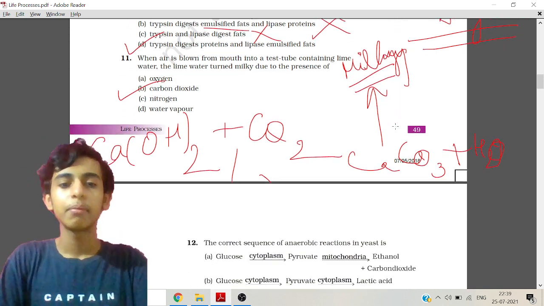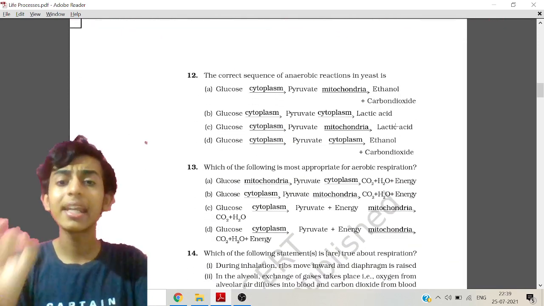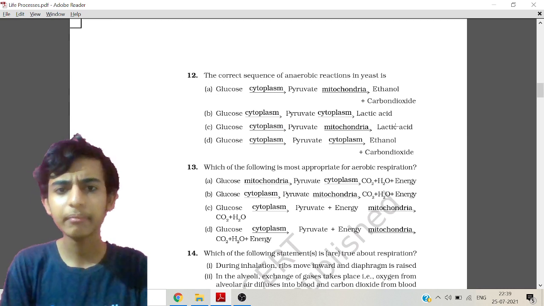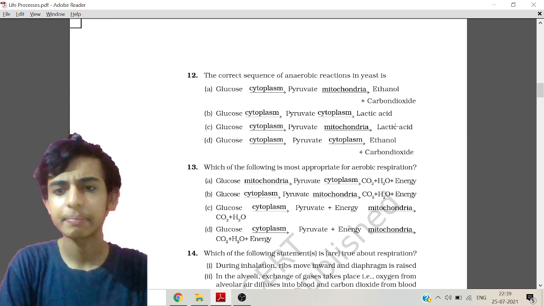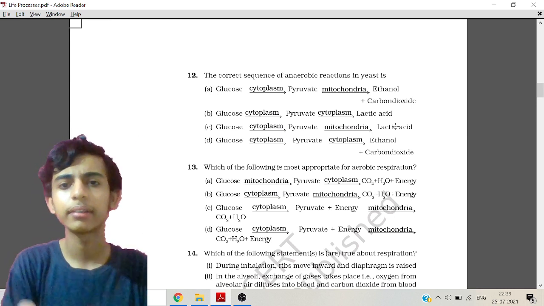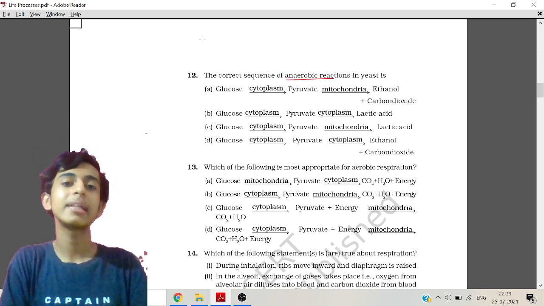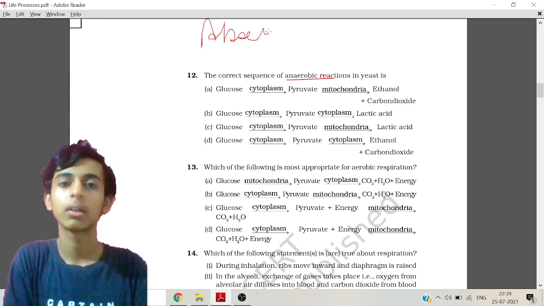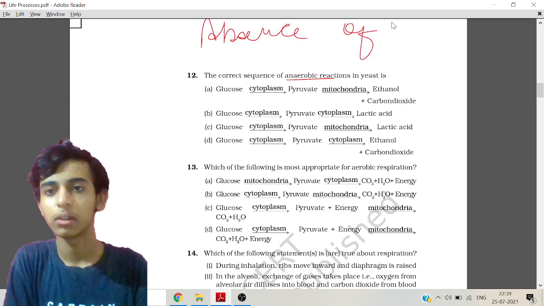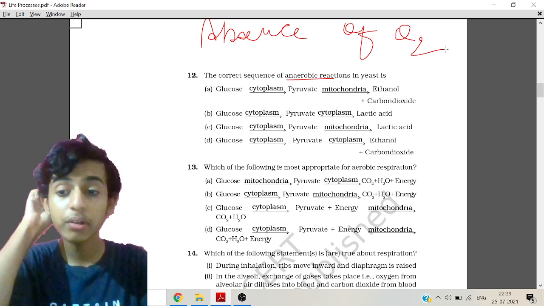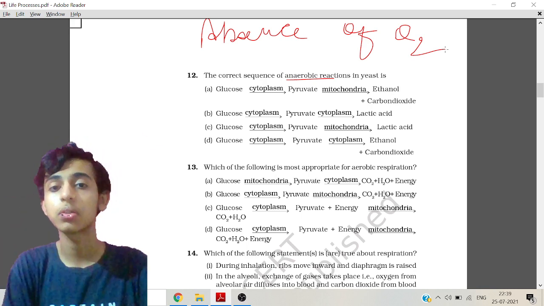Okay. Moving ahead with the 12th question. The correct sequence of anaerobic reactions in yeast is, what do you think? A, B, C, or D? Glucose in the cytoplasm converting into pyruvate. First read, anaerobic means absence of oxygen. Yes, absence of oxygen is there. Which of these is correct according to you?